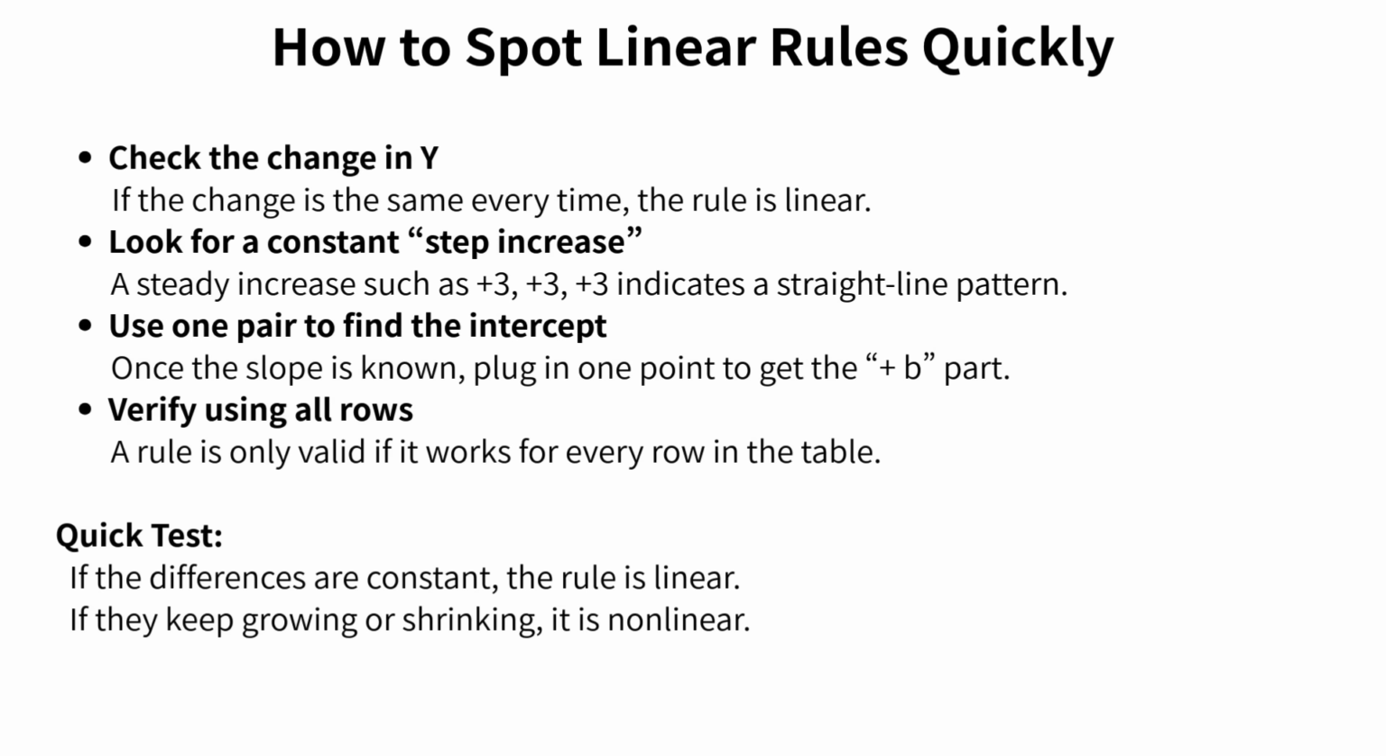Here are the fastest ways to check whether a table represents a linear rule. First, look at how the output, y, changes as x increases. If the change in y is the same every time, like plus 3, plus 3, plus 3, then the pattern is linear. A constant step increase is the signature of a straight line relationship. Next, once you know the slope, use any single xy pair to find the intercept. This gives you the complete equation, such as y equals 3x plus 1. Finally, always verify your rule with every row. A rule is only correct if it works for all pairs in the table. Here's the quick test. If the differences in y are constant, the rule is linear. If the differences keep growing or shrinking, the pattern is nonlinear. Use these checks, and you can identify linear rules instantly.